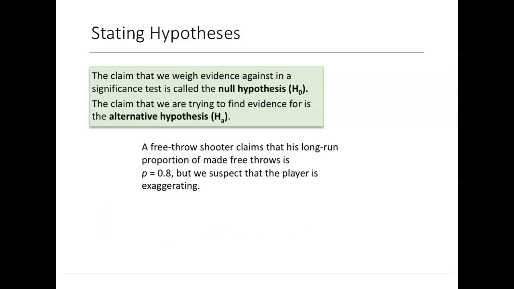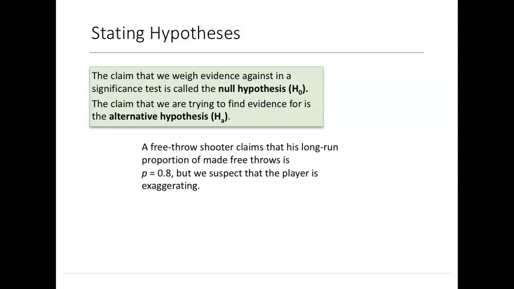So I'll give you a quick example. So let's say a free throw shooter claims that his long run proportion of free throws is 0.8. So he shoots 80% from the free throw line. So we suspect that they're exaggerating. All right. So our null hypothesis is always the claim, basically. And our alternative is going to look similar, but it's going to be an inequality. The null hypothesis will be an equation. The alternative will be an inequality.